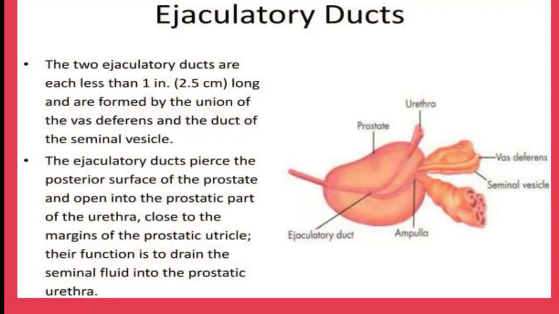Ejaculatory ducts. Two ejaculatory ducts are 2 to 2.5 cm long and are formed by union of the vas deferens and the ducts of seminal vesicles. The ejaculatory ducts pierce the posterior surface of the prostate and open into the prostatic part of the urethra. They are close to the margins of the prostatic utricle. Their function is to drain the seminal fluid into the prostatic urethra.